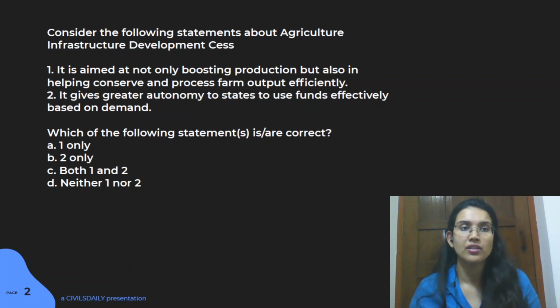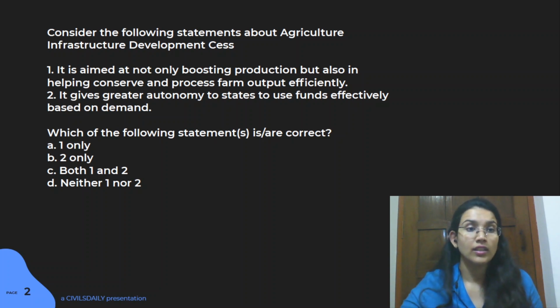The first statement here is that this particular cess is aimed at not only boosting the production, but also in helping conserve and process farm output efficiently. And the second statement here is that it gives a greater autonomy to the states to use fund effectively based on demand. So the basic question here is what is the idea with respect to this particular cess, right? So basic description of the cess here.